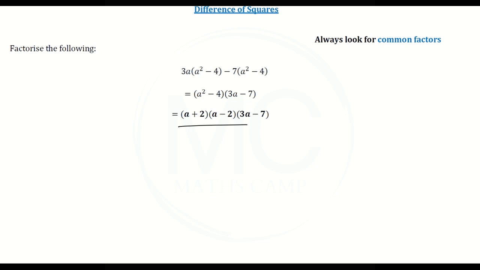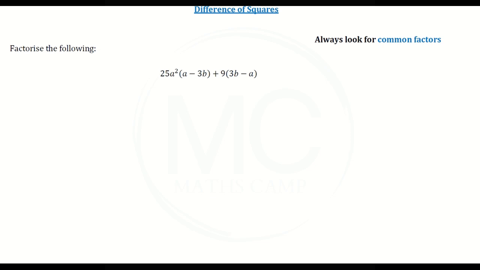I want to look at one more example. Factorize the following. 25a squared multiplied by a minus 3b plus 9 multiplied by 3b minus a. Now, these two brackets both include an a term and a 3b term, a minus 3b and 3b minus a. But in simple mathematics, we know that 1 minus 3 is not equal to 3 minus 1. So we need to change the order of this bracket around.